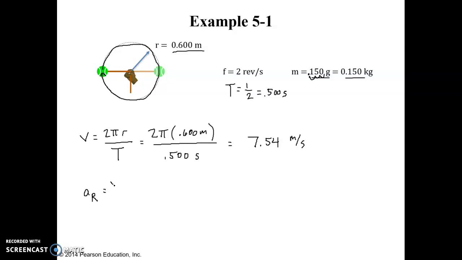Okay, so once we know the velocity, then we can find the centripetal acceleration. Centripetal acceleration is equal to velocity squared divided by r. The velocity is 7.54 meters per second. Don't forget to square that, and then divide by the radius, which is 0.600 meters. And so that should give us 94.7 meters per second squared. So that's the centripetal acceleration that is accelerating the ball towards the center of the circular path.